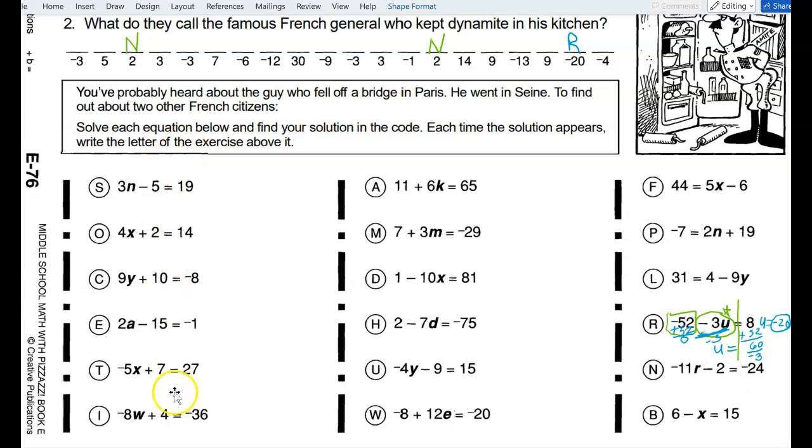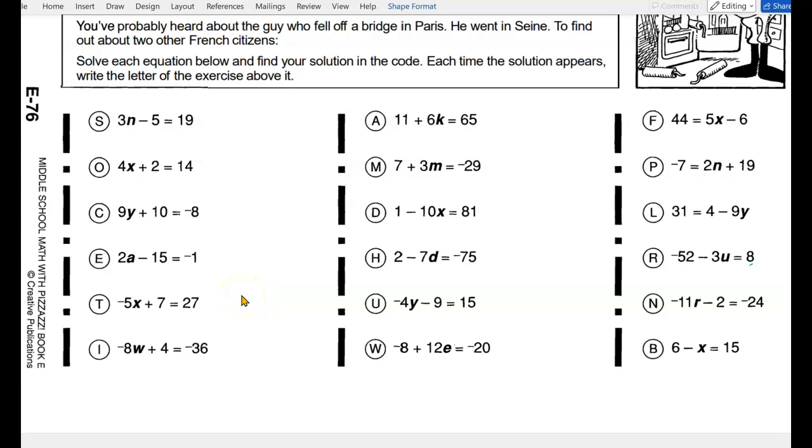Okay. Let's pick a doozy. Which column? You pick. How about the first column? All right, we're working on letter T. Start with a vertical line. We're going to star the number with the variable. We are going to box in the number that does not have a variable, and we'll be moving that very soon. We're going to circle the sign and the number and the variable.